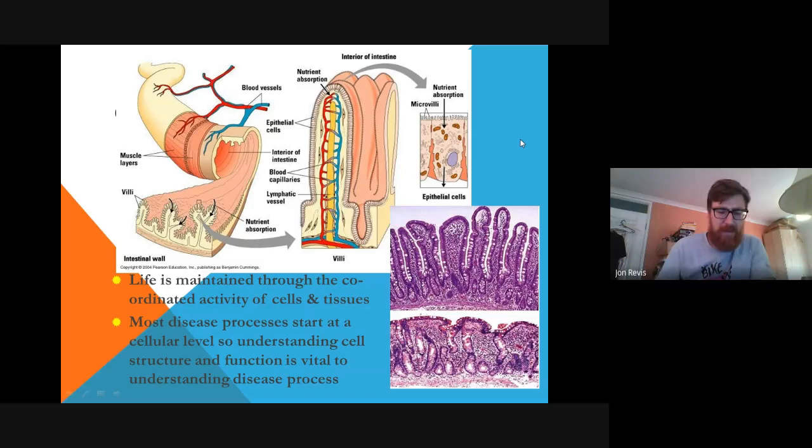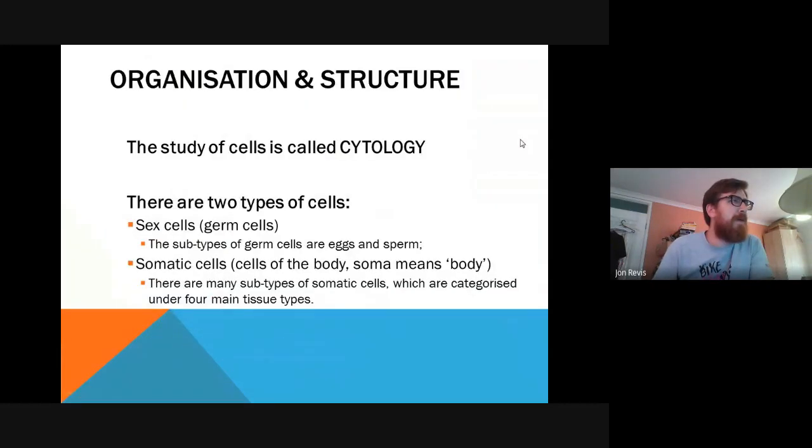And it's important to start on the note that life is maintained through coordinated activity of cells and tissues. We'll talk later about homeostasis in a session after this session on cells, and you'll see why cells are so important as we go along. And it's important, obviously, to understand that disease processes start at a cellular level. So an understanding of that type of cell can help. Mitochondrial disease would be an example. Obviously, by its name, you can tell where that happens. We'll come on to that in a minute.